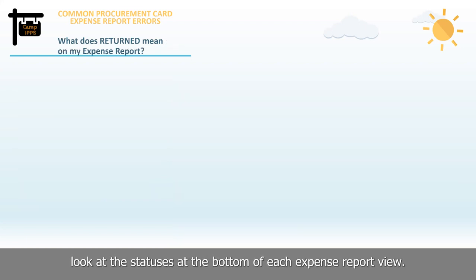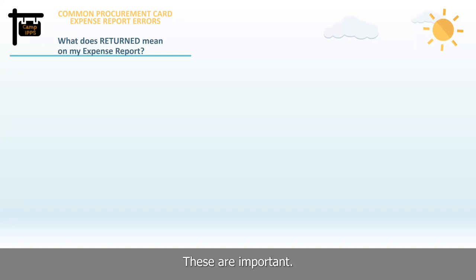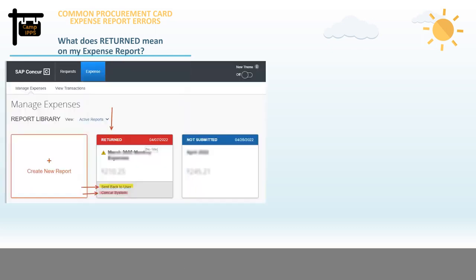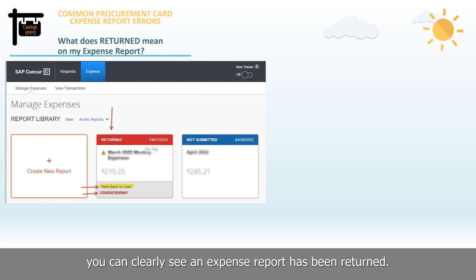Let's take a closer look at the statuses at the bottom of each expense report view. These are important. So in this first example, you can clearly see an expense report has been returned. If you look closely at the bottom of the red alert square, it states sent back to user, and then right underneath that, it says Concur system. This means that Concur found an error in the report, so it is sending it back to the user to correct. Certain items have been blurred out for privacy purposes.